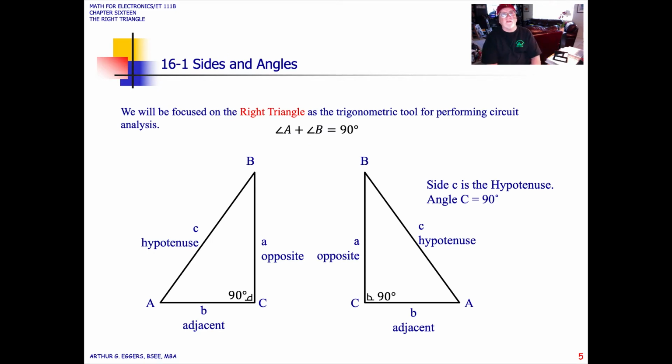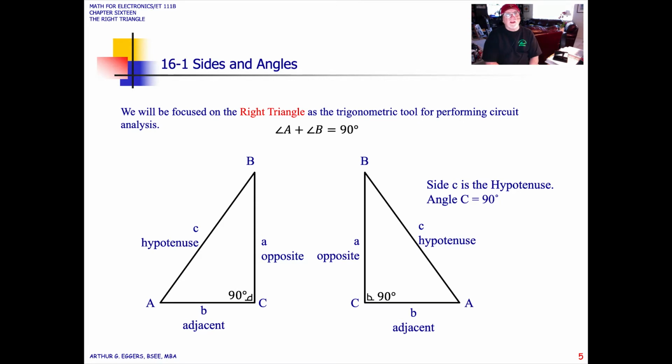The right triangle as a trigonometric tool for performing circuit analysis, and in some of your other classes like physics, doing vector analysis. The right triangle is easily discernible because only one side forms a 90-degree angle. So all of the other obtuse, isosceles, and other designations of triangles do not have that one 90-degree angle.